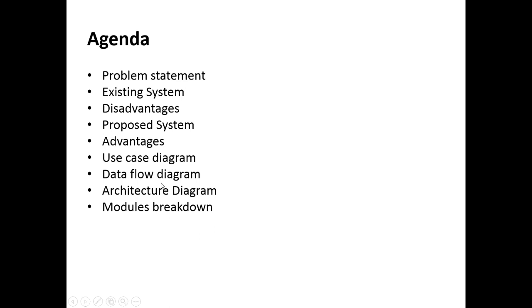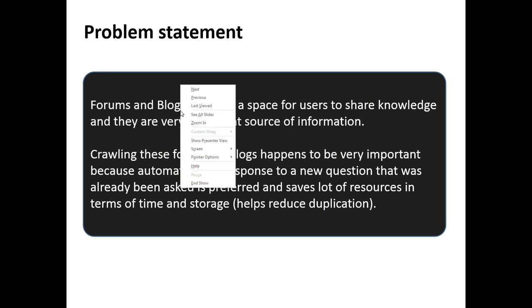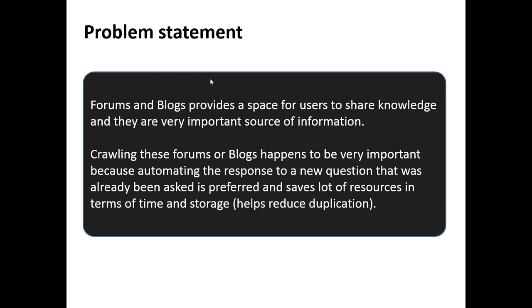So let's get started now. The problem statement goes like this. We know that forums and blogs provide a very good space for users to share knowledge, and they are a very important source of information. If you have any question that needs to be answered, you are going to go ahead and start a new discussion forum for that. And if you want to share something very important, like a news article, you might write a new blog. So these are the areas where people can share information among each other. This happens to be very important.